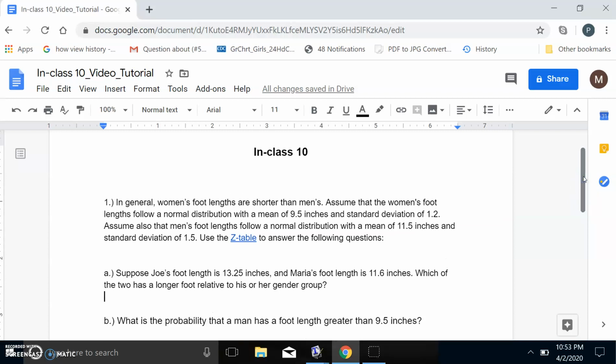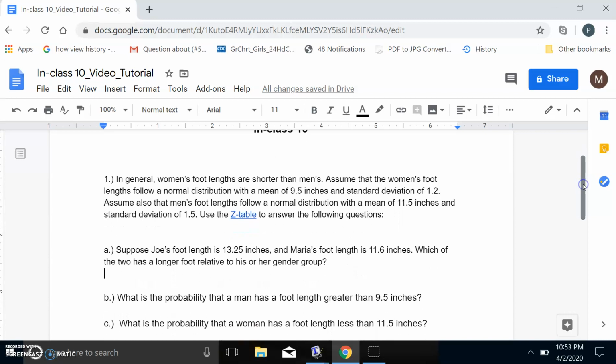Okay, so let's do in class 10, number 1. It says, in general, women's foot lengths are shorter than men's. Assume that the women's foot lengths follow a normal distribution with a mean of 9.5 inches and standard deviation of 1.2. Also assume that the men's foot lengths follow a normal distribution with mean 11.5 inches and standard deviation of 1.5. So question A, suppose Joe's foot length is 13.25 inches and Maria's foot length is 11.6.